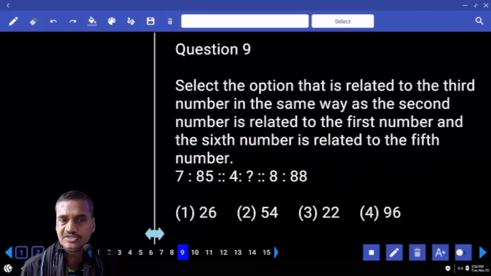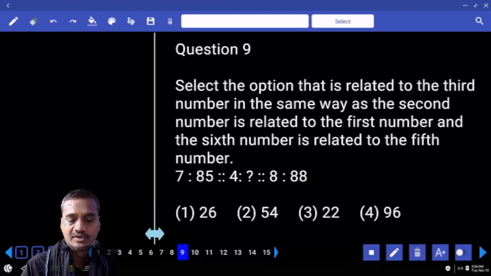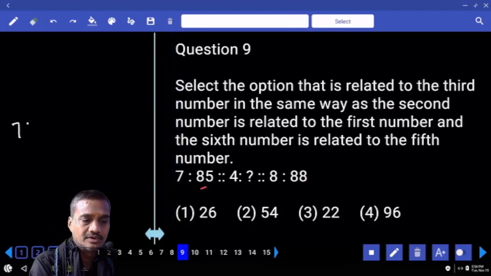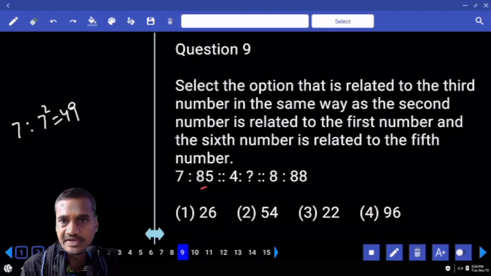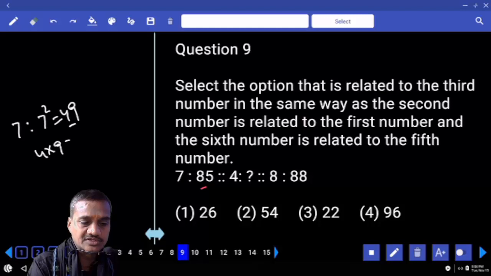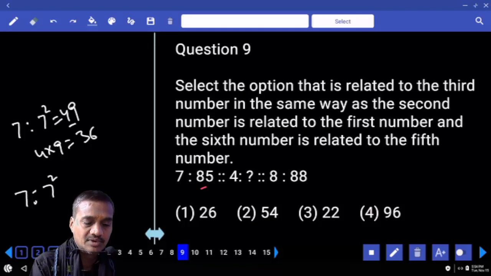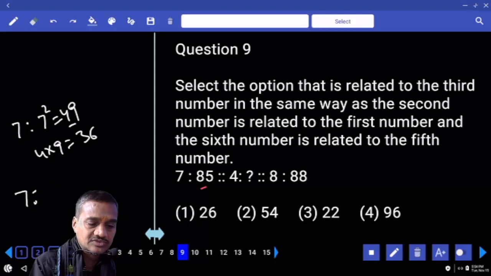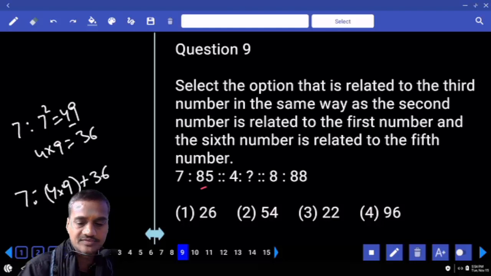Then the ninth one. 7 and 85. Now how will you get 85? This 85 can be written as 7 square, how much? 49. 7 square is 49, isn't it? Now 49, what are the digits in 49? 4 and 9. And what is the product of these? 4 into 9 is 36. That means 85 can be written as 7 square plus the product of the digits in 49. 7 square is 49, 4 into 9 is 36, 49 plus 36 is 85.